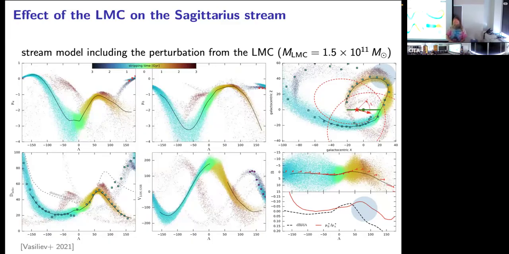There are reasons to believe that the halo is even more complicated. But in any case, that's the thing that comes out of this modeling: that's a complicated halo, and you still need an LMC to perturb it even more.